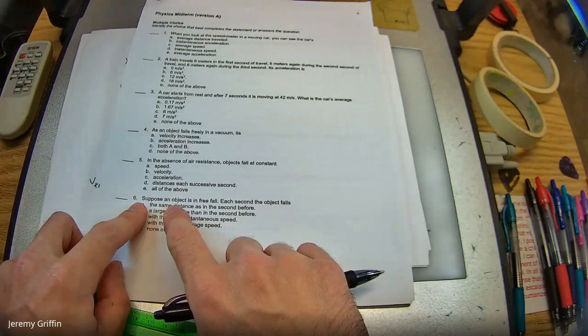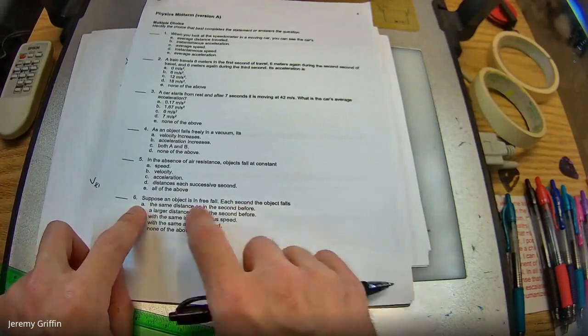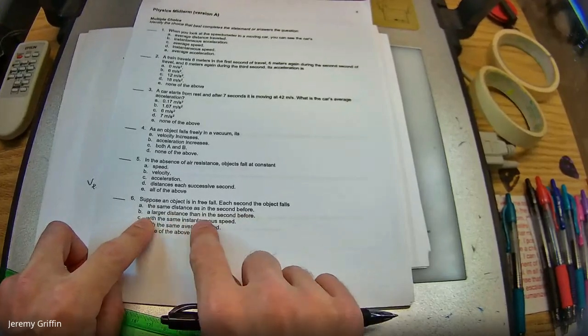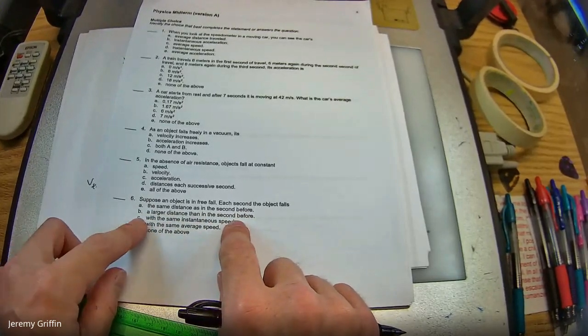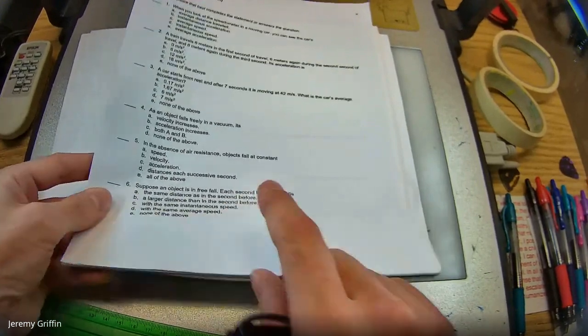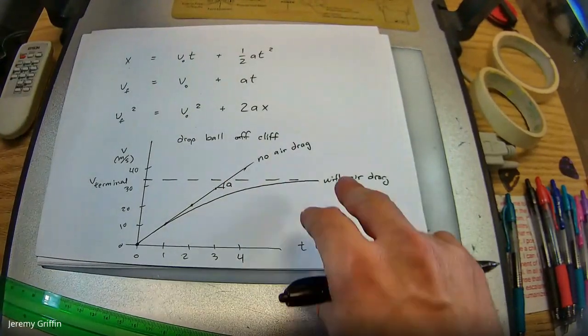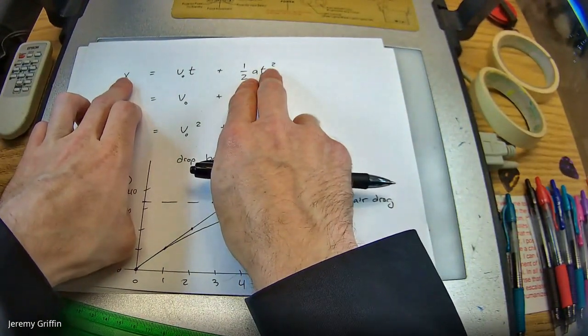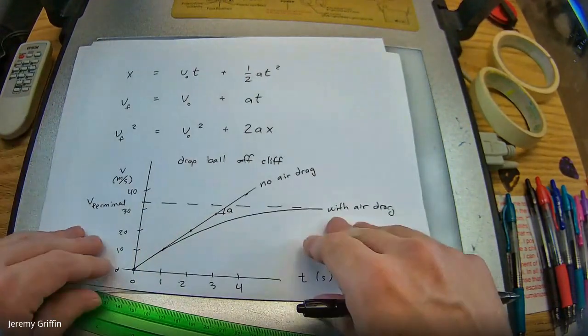Suppose an object is in free fall. Each second the object falls, let's say, the same distance as before, or a larger distance than the second before. I'm thinking a larger distance than the second before. Because wouldn't that specifically be a squared relationship, like this right here? X is related to t squared. So every second. Let's go ahead and do the cliff at this point.